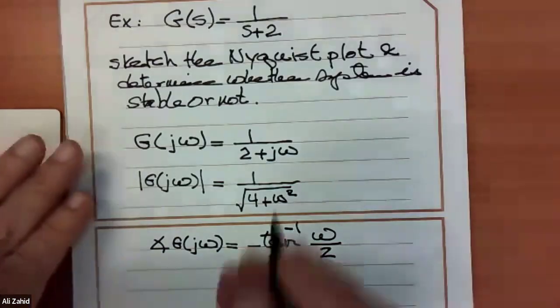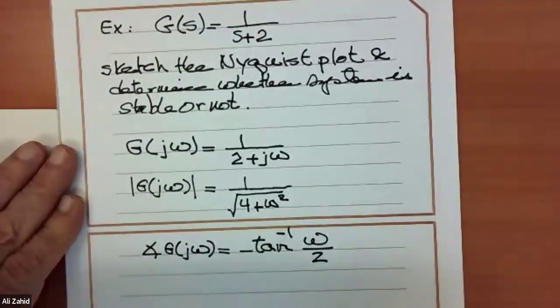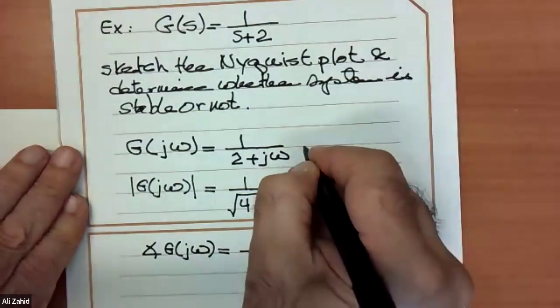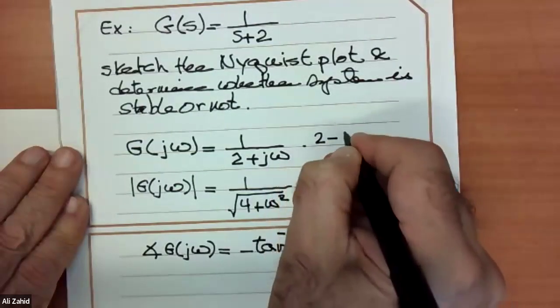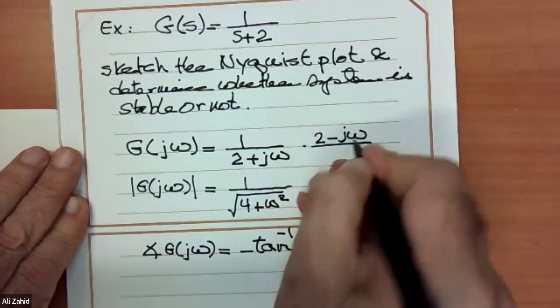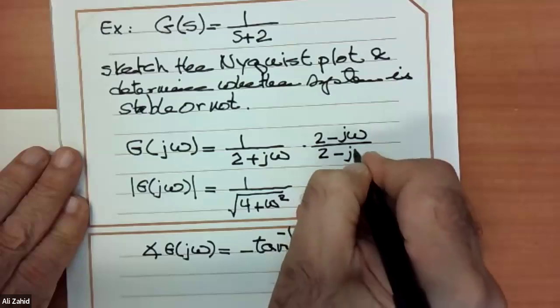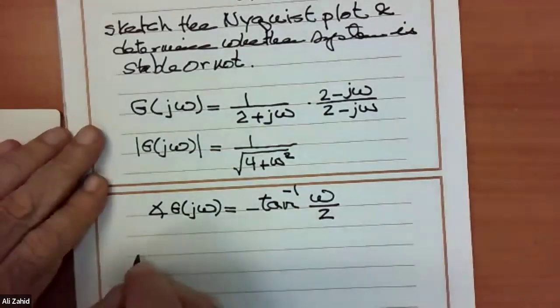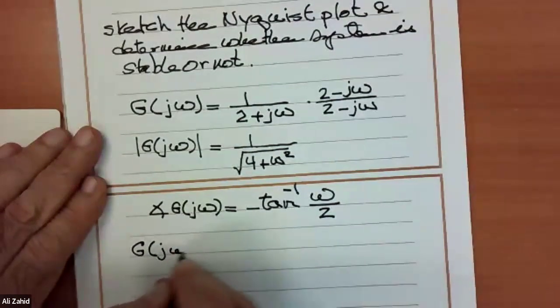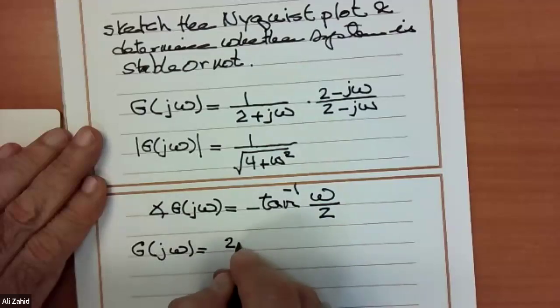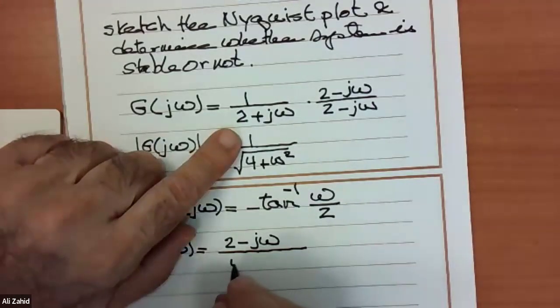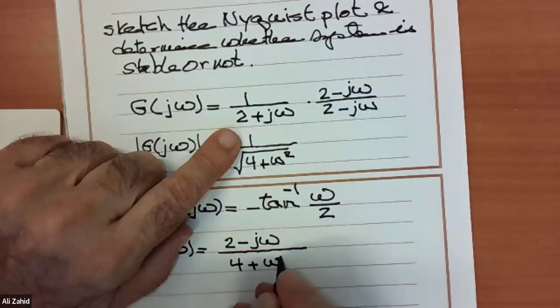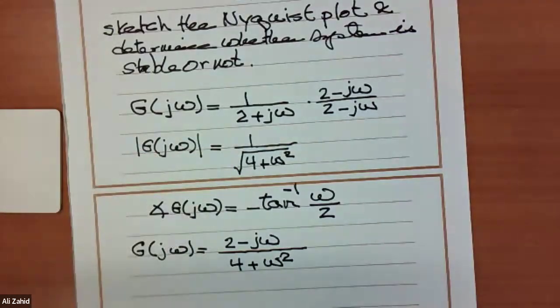Yes. Good. Now, how do I write this in a Cartesian form? In a Cartesian form, what do I need to do? I need to multiply by 2 minus J omega over 2 minus J omega. Did you get it? Yes. G of J omega equals 2 minus J omega over 4 plus omega squared. Did you get it?